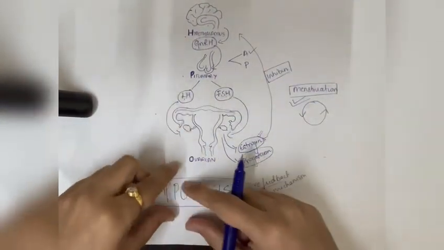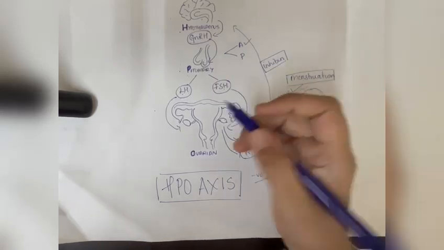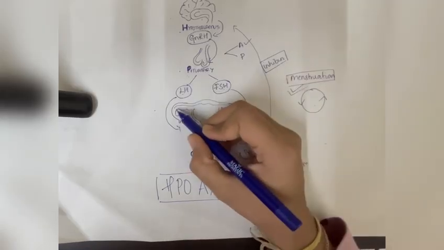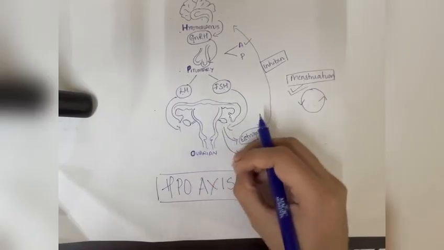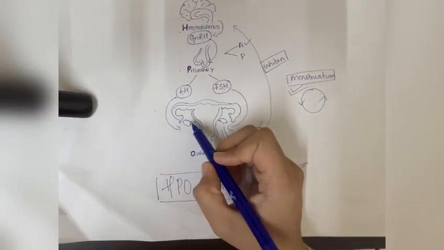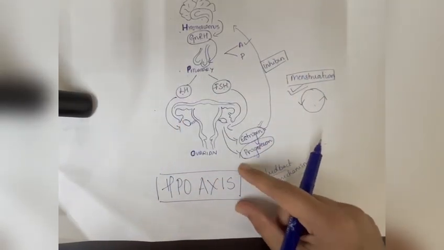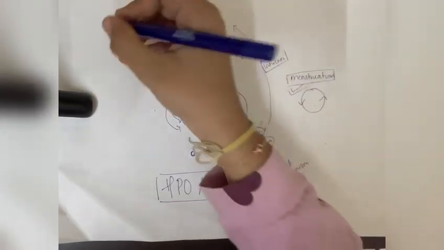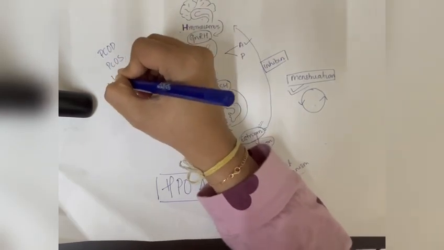Coming to why this HPO axis is so important. As you know, in menstruation there are two different phases under which we study it, that is ovarian changes and uterine changes. That might be the thickening of the uterus, that is the endometrium, the shedding of the endometrium, and all the follicular changes that are occurring in the ovaries. All this is governed by the HPO axis. With any minor changes in the HPO axis, you might have heard about diseases like PCOD, PCOS, etc., and infertility.